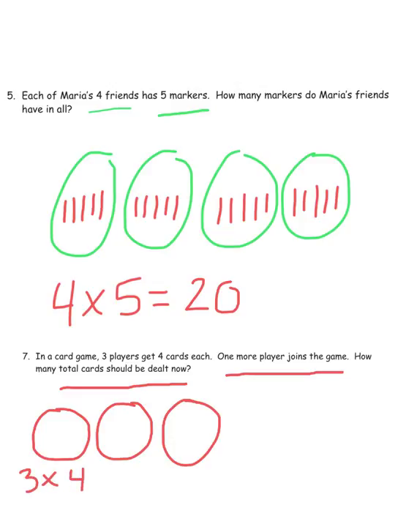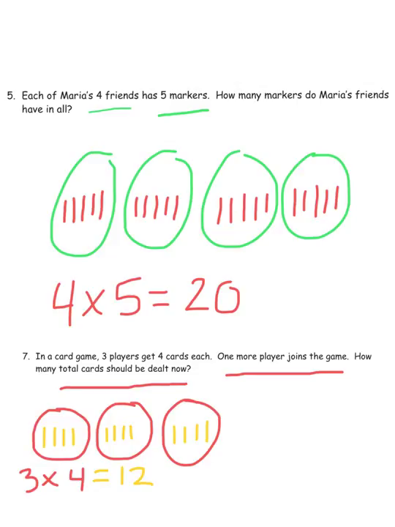So each player should have, let's do yellow this time, 4 cards. 1, 2, 3, 4. 1, 2, 3, 4. 1, 2, 3, 4. So 4, 8, 12. 3 times 4, we now know, is equal to 12.